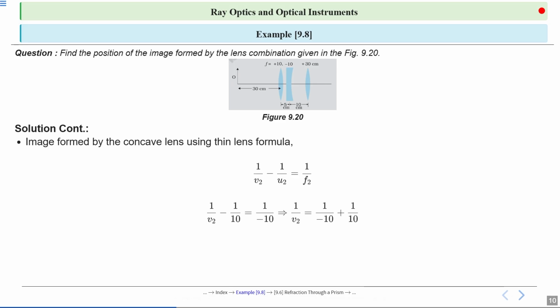So let's substitute the given values into the formula. We have 1 upon V2 minus 1 upon 10 equals 1 upon negative 10. This simplifies to 1 upon V2 equals 1 upon negative 10 plus 1 upon 10. Notice how the sign of the focal length affects the calculation. So solving this equation, we find that V2 equals infinity. This means the image is formed at infinity, which is a significant result in optics. It indicates that the rays are parallel after passing through the lens.